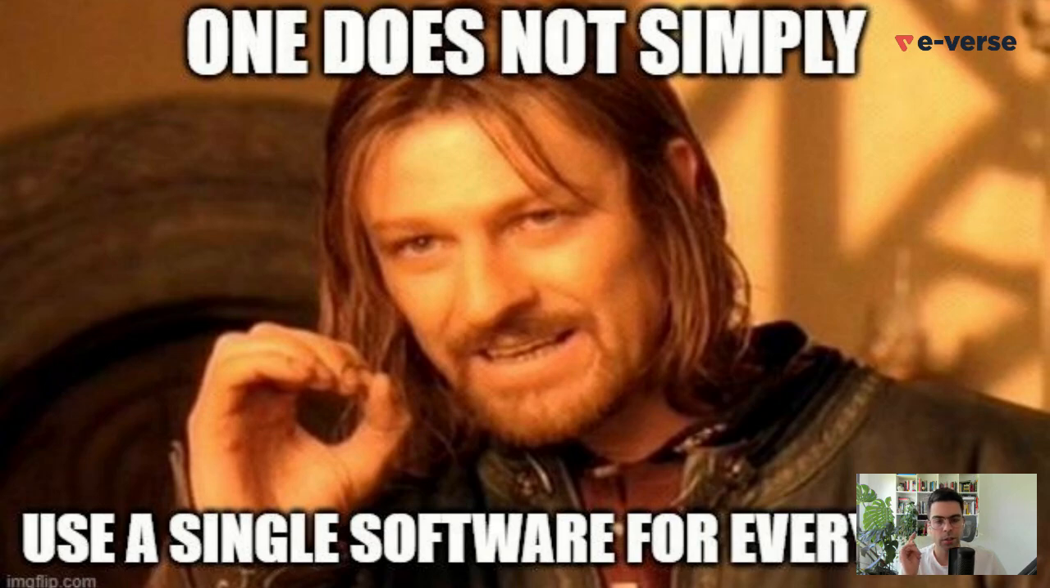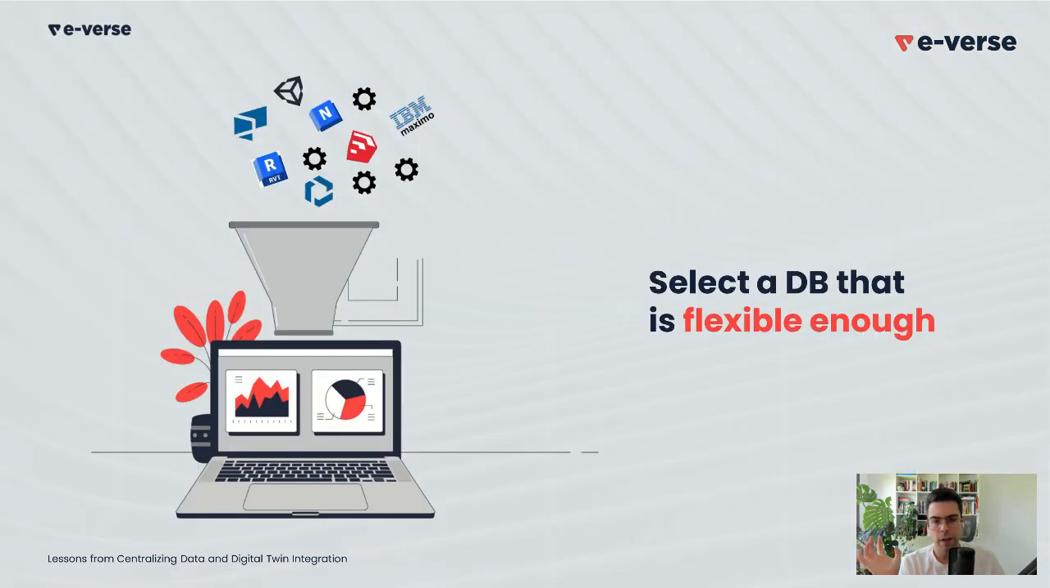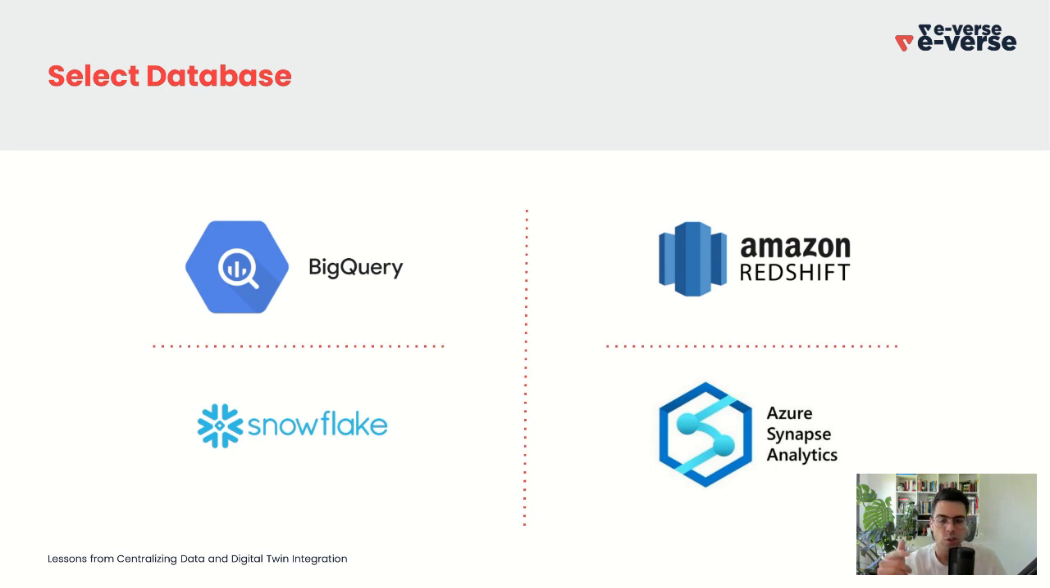So that was a big challenge for us because they were using so many tools. On the construction side, they were using Procore and Primavera. On the marketing side, they were using HubSpot and Mailchimp. On the accounting side, they were using QuickBooks. On the real estate side, they were using Yardi, and for sales, they were using LinkedIn. There were so many different tools in so many areas that we needed to connect, and that's a challenge. But we defined all the sources we had, and then we selected a database that was flexible enough to handle all that and could handle new sources in the future.